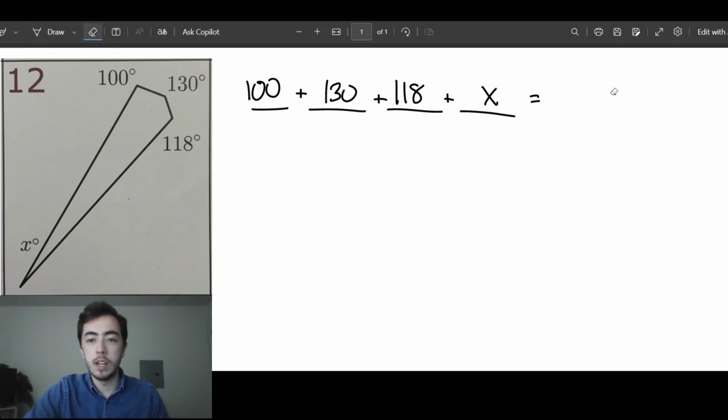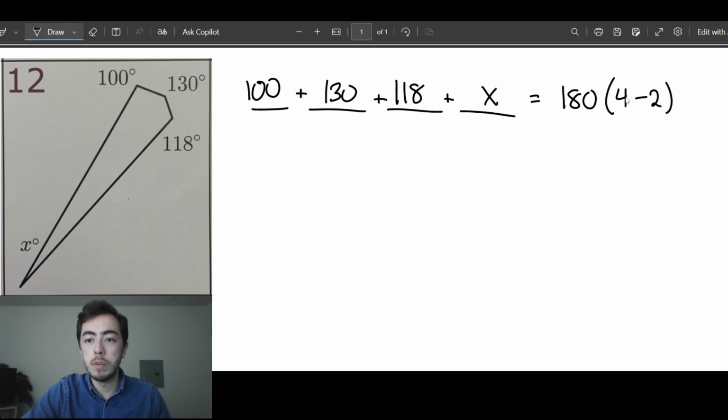So here I'll write out what the theorem would look like. It would be some kind of multiple of 180, and specifically I'm going to do times 2. And it's always going to be the same number of sides as your shape, so that 4 lines up with the fact that we have a quadrilateral, and you're always going to subtract 2 in this theorem. So ultimately, I'm going to get 360 is the sum of all of these angles.